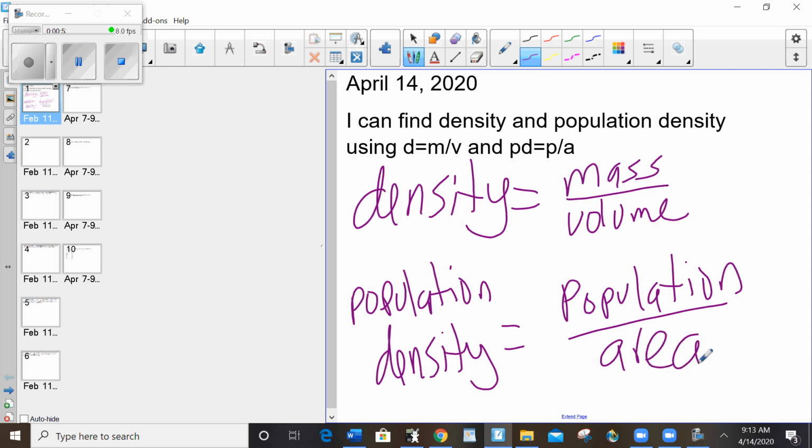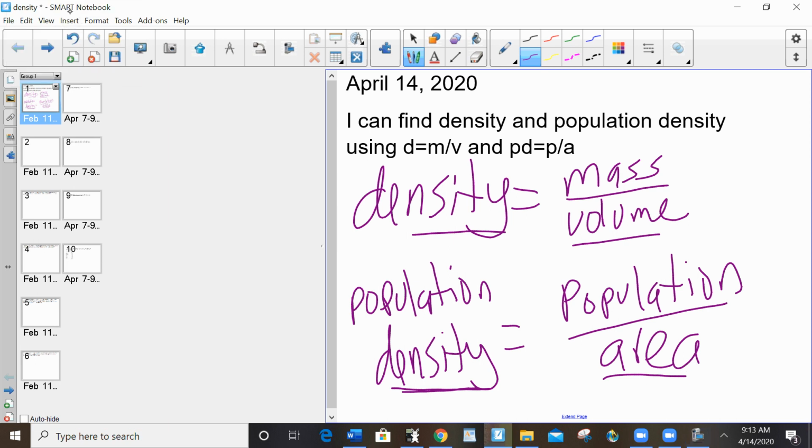Now, population density technically doesn't fit into this unit. It's not volume in three-dimensional objects. It doesn't really fit anywhere else. I like to throw it in this lesson since we're talking about density and population density. They're kind of similar in the procedure, so that's why that's going to be in here. It's a really simple lesson. To find density, we're going to first calculate volume and then just put the mass over the volume. For population density, we're going to first calculate the area and then put the population over the area.